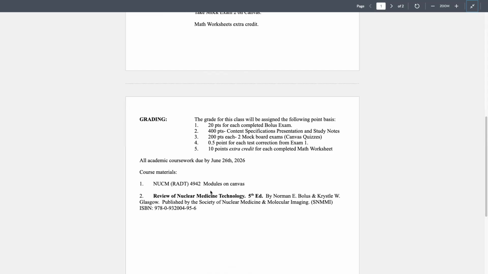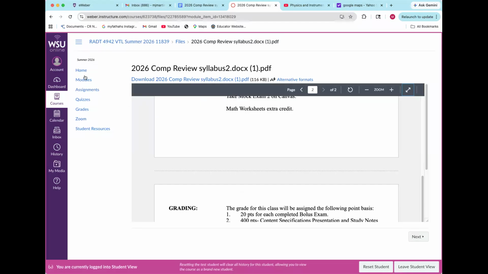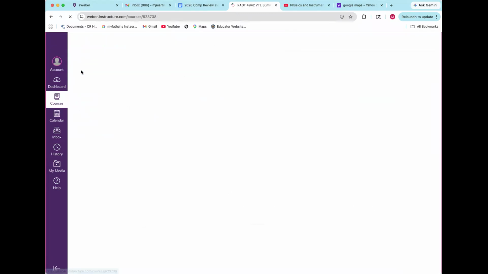Again, course materials is going to be our module on Canvas. And then, of course, the review book that I mentioned at the beginning, the Norman Bullis book. Okay, so that's the syllabus. Let's get into some of it so you can see what these modules are, how to work through them, what the group projects are, and what to expect.